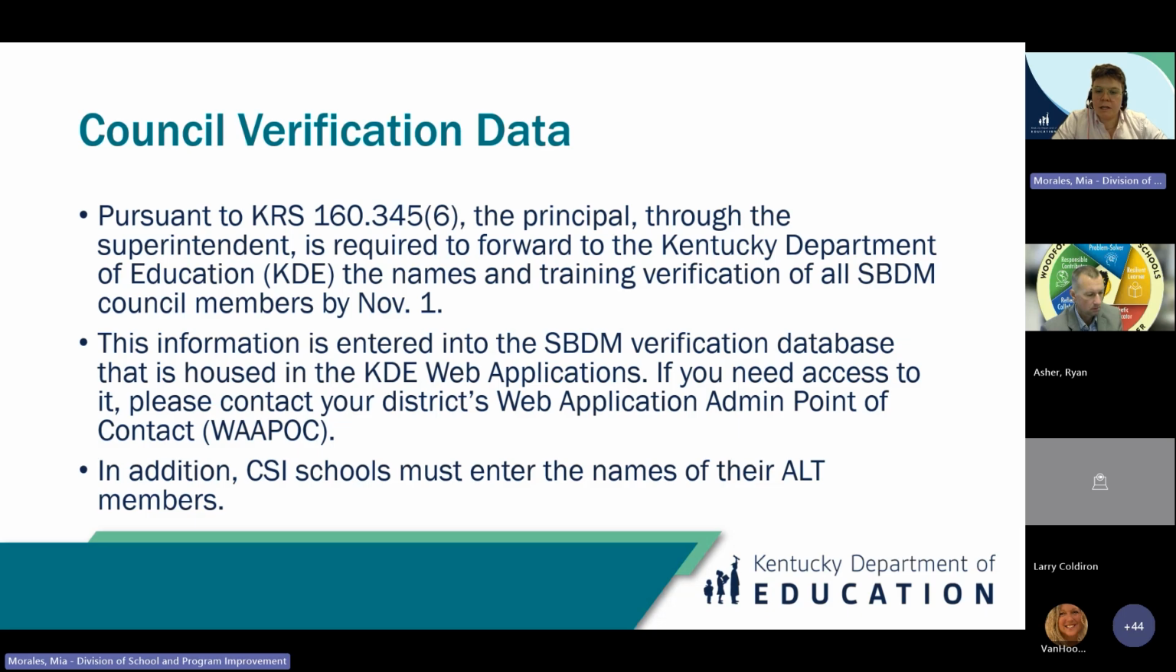Council verification data. So SBDM training verification data is due next month. Holy moly, it's already October and it's going to be November. You can enter the information in the Kentucky Web Application webpage. Under S, you should see SBDM Council verification. If you do not see that as an option, you'll have to contact your WAPOC and have them provide you access to that database. And just as a reminder, even if your school is identified as CSI and they do not have SBDMs, you will still have to enter those members' information.